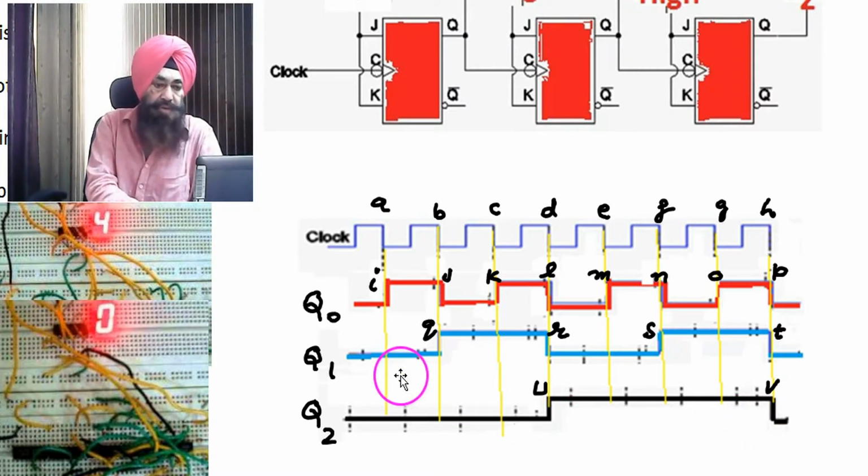Now looking here, this is 0, this is 0, this is 0. So 0, 0 and 0. This is the first count. This is 1, which is the least significant bit.